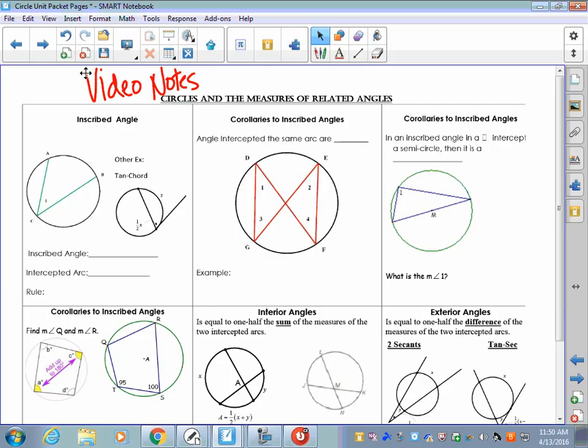And the key to this, we're going to look at circles and the measurement of related angles. As you're going through the problems and we do some guided practice together, ask yourself where the vertex is. Where is the vertex of the angle? So the first major new angle we're going to look at is what we call an inscribed angle.